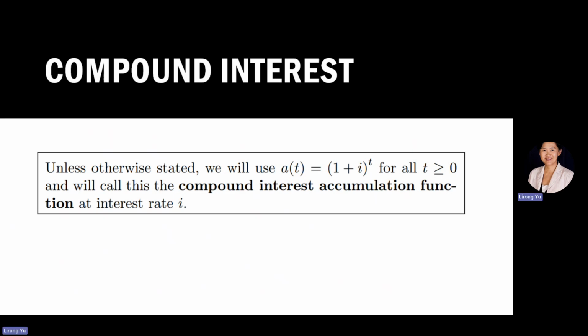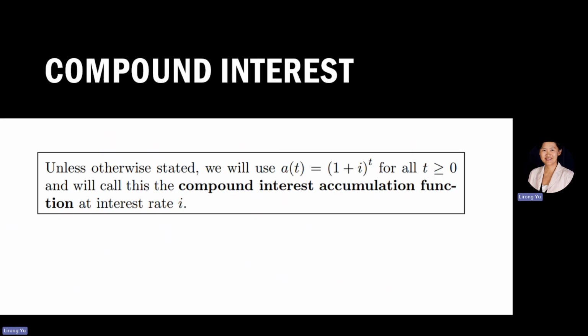Okay, so instead of A(k) equal to (1+i)^k, now here we're using A(t) equal to (1+i)^t. In this case, t can be any positive number. It doesn't have to be an integer anymore. Why do we use k before?